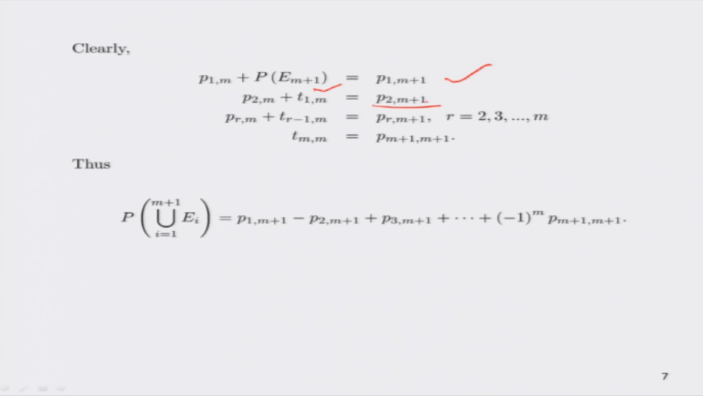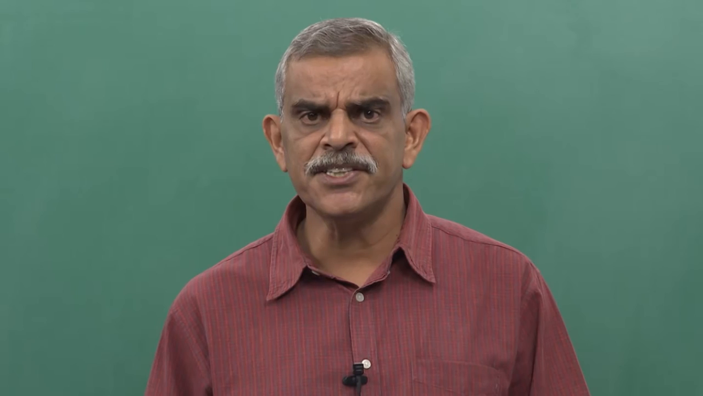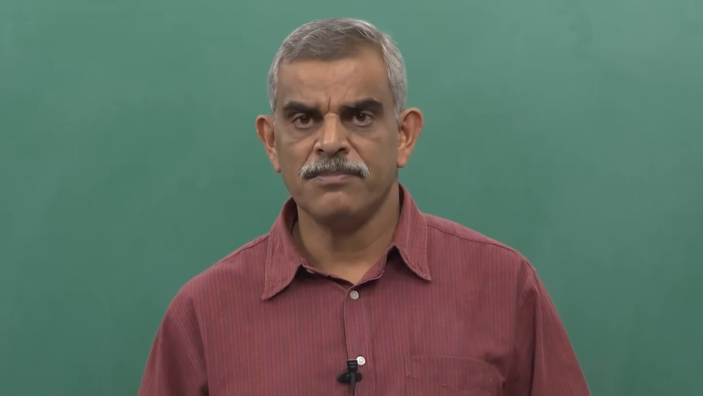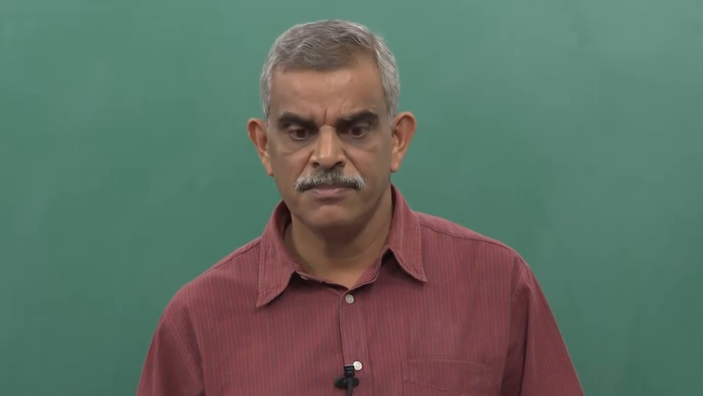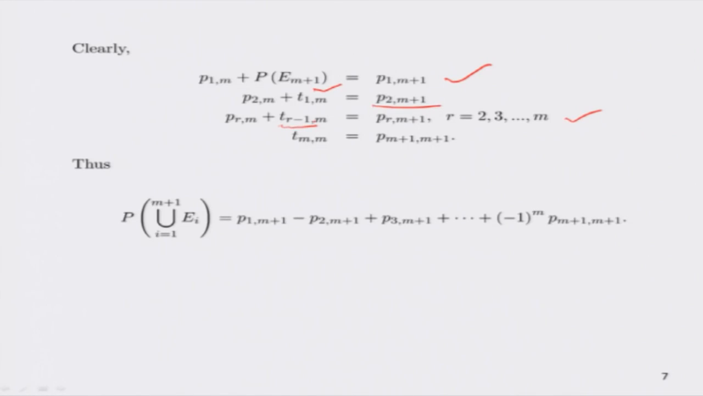So that means you are considering the sum of probabilities of any two events among A1, A2, ..., A_{M+1} taken 2 at a time. Similarly, when I am talking about P_RM plus T_{R-1,M}, what is P_RM? In P_RM I take joint occurrence of R of E1, E2, ..., EM. What I do in T_{R-1,M}, I look at joint occurrence of R minus 1 among E1, ..., EM and the next one is E_{M+1}. So when I combine the two, that is why you get P_{R,M+1}.